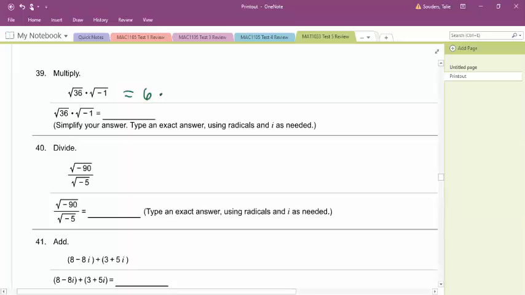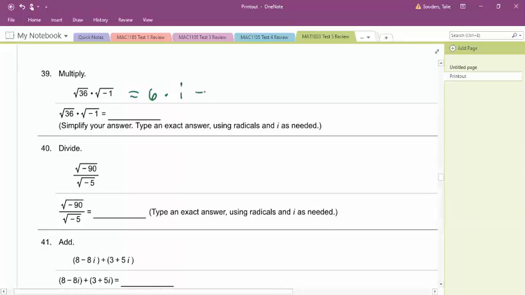I radical 1. It would be I radical 1, but what is the square root of 1? 1. So it really just becomes i. So then what is 6 times i? 6i. Really not much going on in that problem compared to the last one anyway.